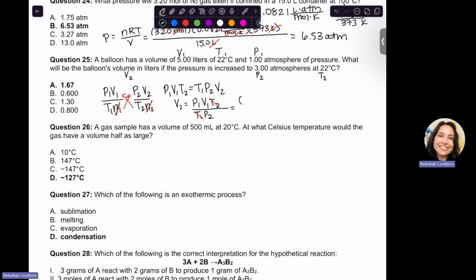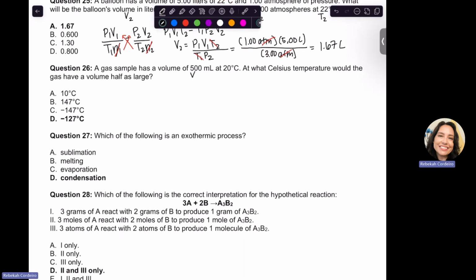So we have P1 times V1 over P2. That cancels out my atmospheres, leaves me with liters, and I should get 1.67 when I do that math.